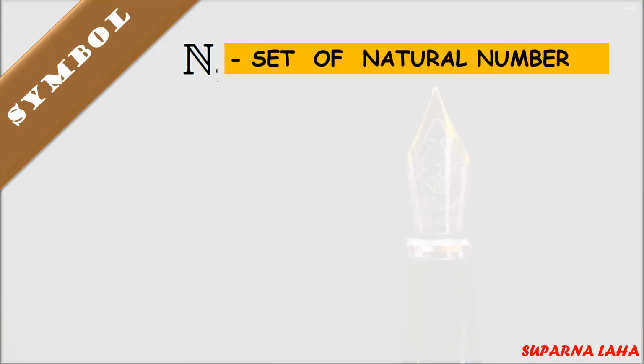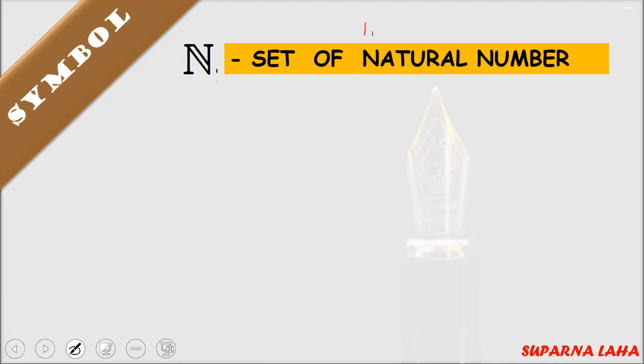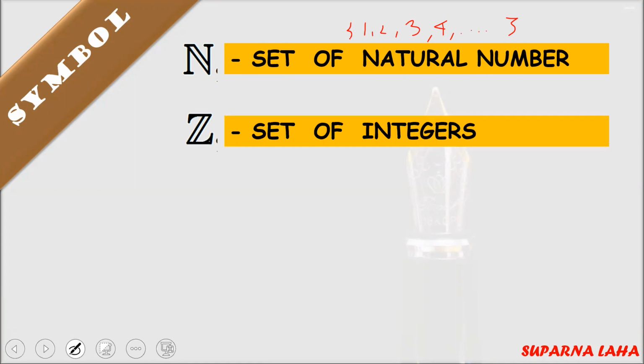Firstly, this symbol. This is capital N, but written in a slightly different style. This is the set of natural numbers. That means 1, 2, 3, 4 and so on. Next, Z. This is the set of integers. That means -2, -1, 0, 1, 2. You can go on on this side also. So this is the set of integers.